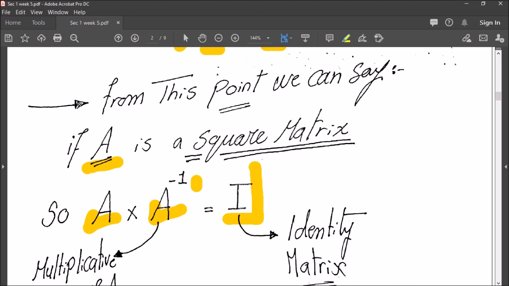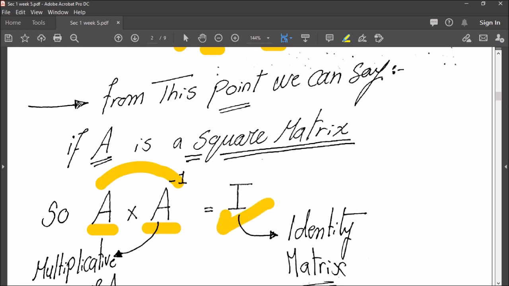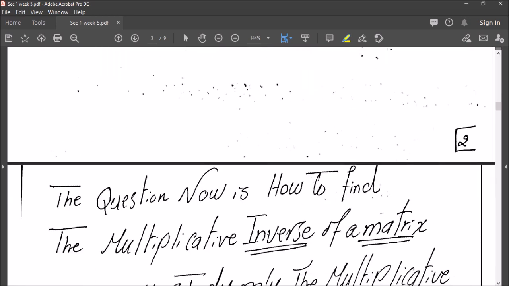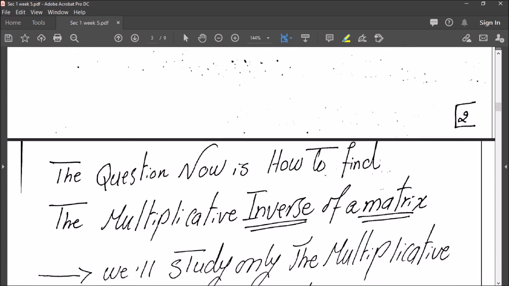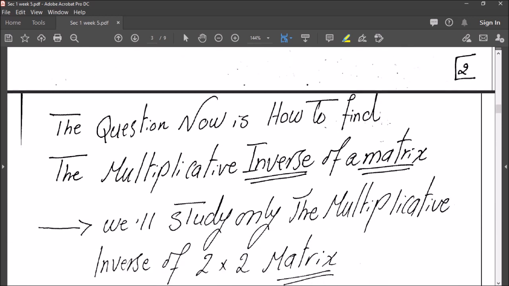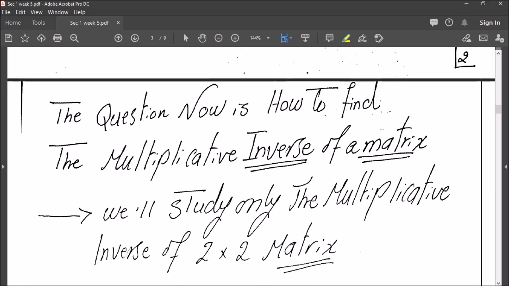What is 1 in matrices? 1 in matrices is the identity matrix. So simply, it's easy. A is a square matrix. What's its inverse? It's A to the power of negative 1. A times A to the power of negative 1, the result will be the identity matrix. The question now is how to find the multiplicative inverse. Again, we'll study only the multiplicative inverse of a 2 by 2 matrix.